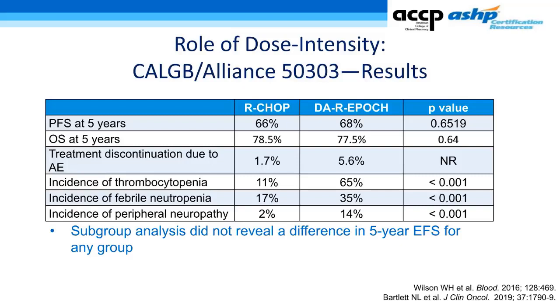The results of the CALGB and Alliance study were recently published, and they were a bit of a surprise. So you can see here that the progression-free survival and overall survival at 5 years was not different between the groups. Not surprisingly, the toxicities of dose-adjusted R-EPOCH were statistically significantly greater. So more thrombocytopenia, febrile neutropenia, and peripheral neuropathy, which all led to a greater incidence of treatment discontinuation in the dose-adjusted R-EPOCH arm. Also surprisingly, subgroup analysis did not reveal a difference in the 5-year event-free survival for any group.